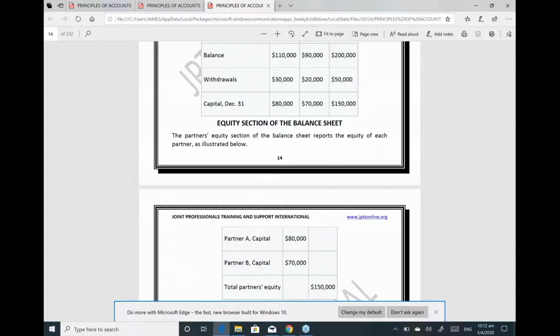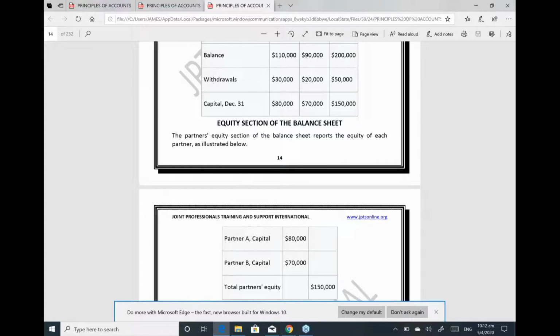Then when we get to the current account of the partners, we are going to look at the interest on withdrawal. They have to pay interest on withdrawal. So you have the total capital here as 80,000 and 70,000. Now that's their withdrawal. The balance minus the withdrawal gives us 80,000, 70,000, and 150,000 naira.